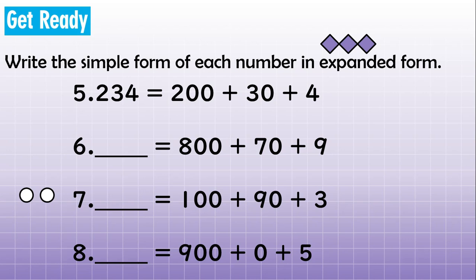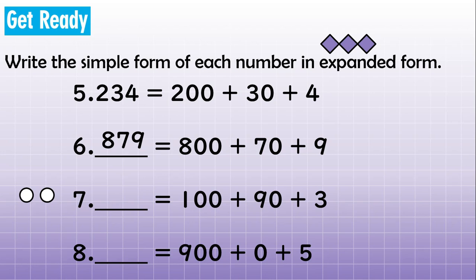Next, write the simple form of each number in expanded form. Okay, so example is number 5. So the simple form of 200 plus 30 plus 4 is 234. So as you can see, we're just going to remove the plus signs and zeros here. Okay, so for number 6, we have 800 plus 70 plus 9. So the simple form for this is 879.